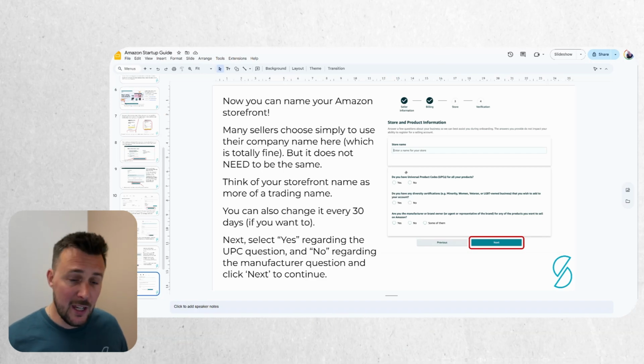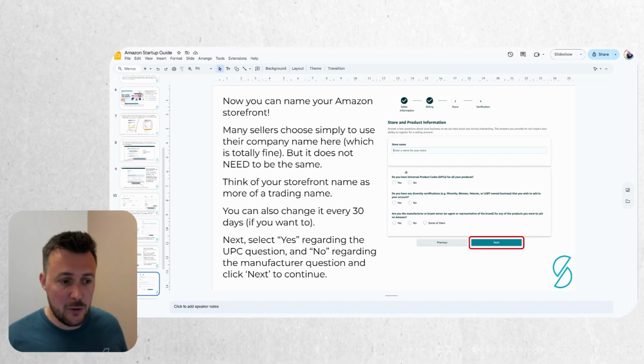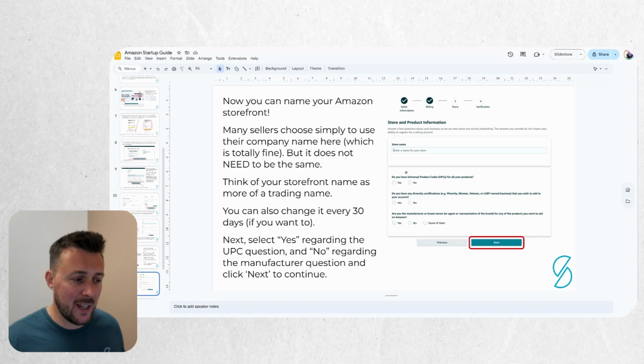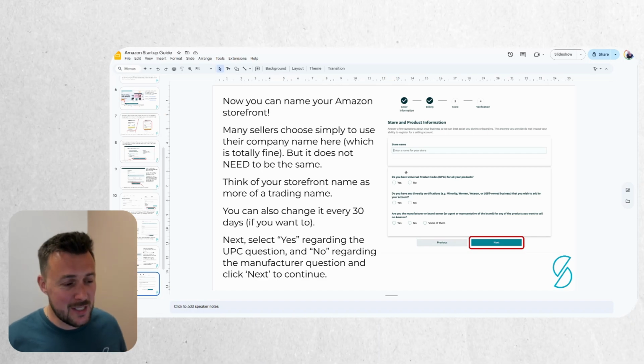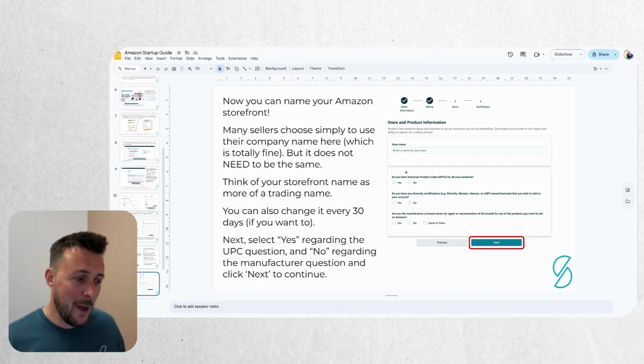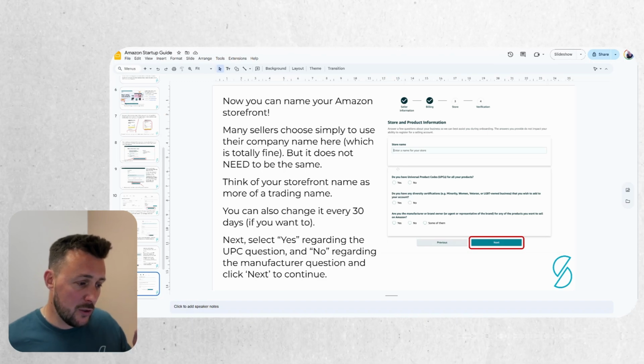Don't overthink it. Don't use any Amazon intellectual property. Don't use the word Amazon or Prime or anything like that. Should be common sense, but some people do use that sort of stuff. Anyway, don't overthink it, and you just have to select on.